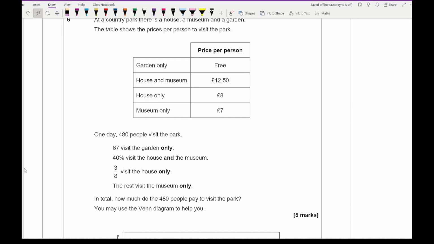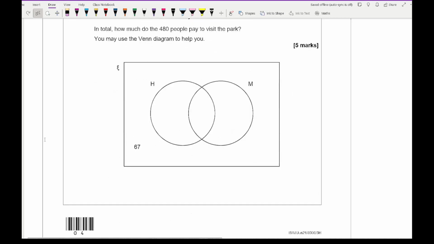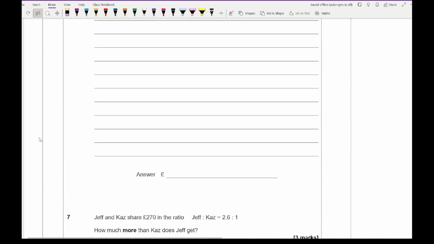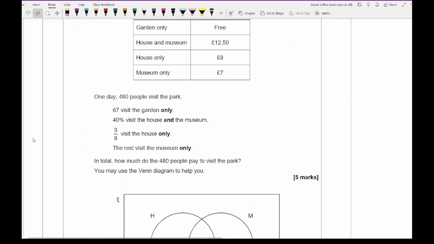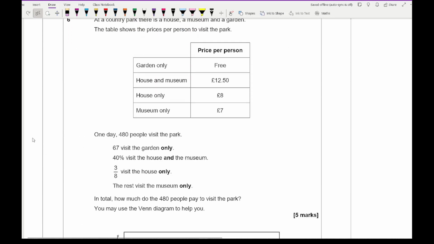In total, how much do the 480 people pay to visit the park? You may use the Venn diagram. Now, the important thing to note is that this question does go onto the page, and the question is asking how much money they raise. So the first thing we need to do is use this information to find out how many people visited each of the separate sections.